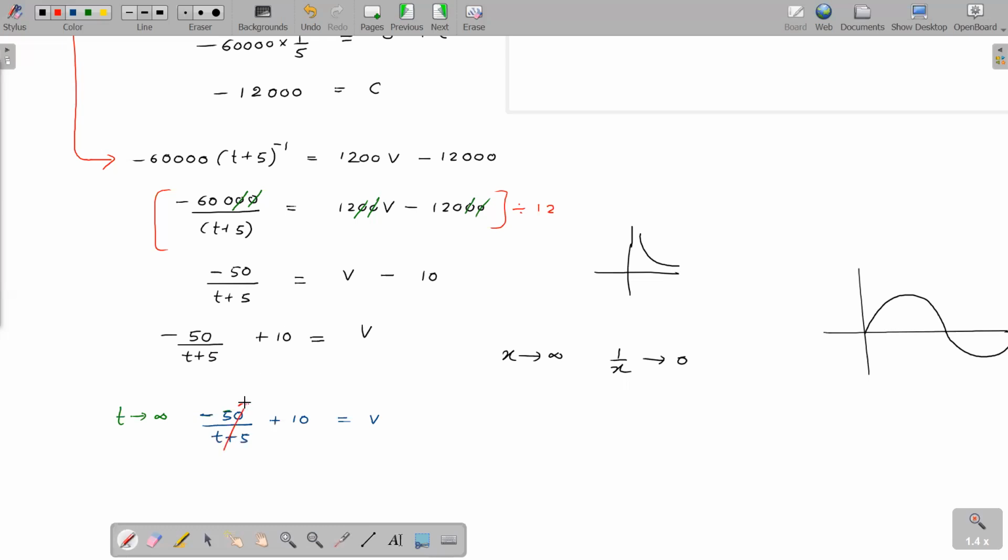This immediately tends to 0. So when t tends to infinity, what do you get here? Your velocity is 10. The limiting value of the velocity is 10 meters per second. This is how you get the limiting value of the velocity.